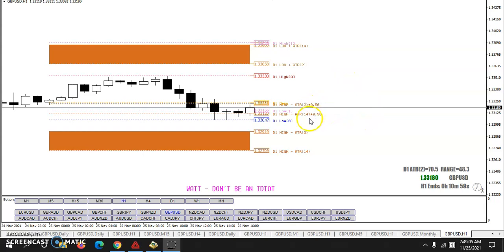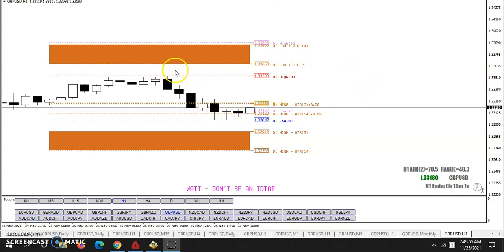And you can see that here's the open. Price is below the daily open. So since price is below the daily open, we're going to look at the high minus the ATR multiplier. If the price was above the open, we would look at the low plus the ATR to see if it's moved that far. And as you can see, it has moved that distance from the high to here.